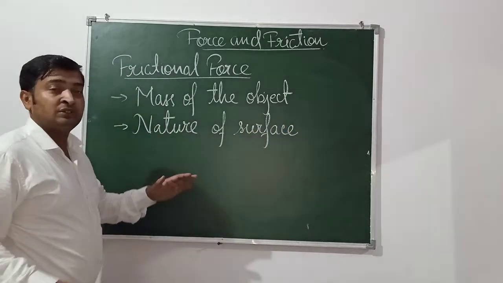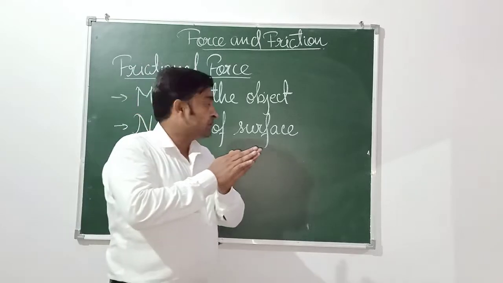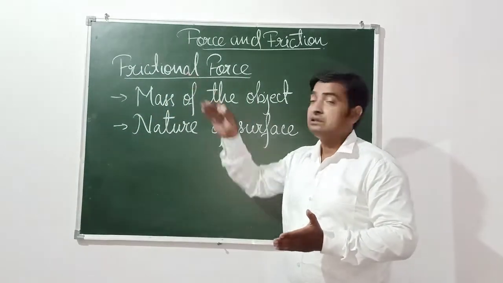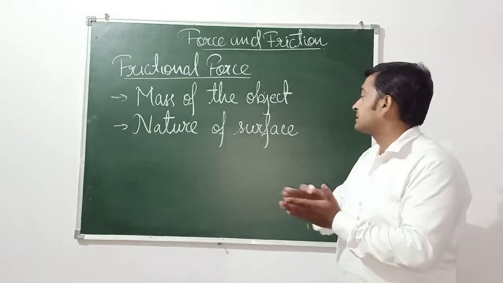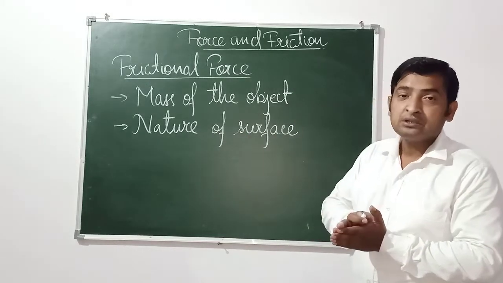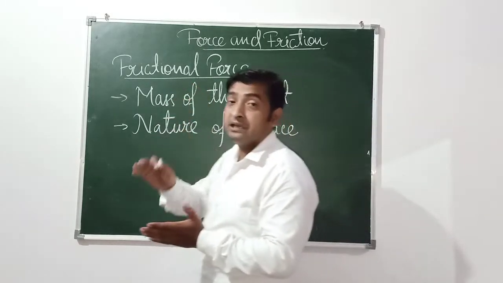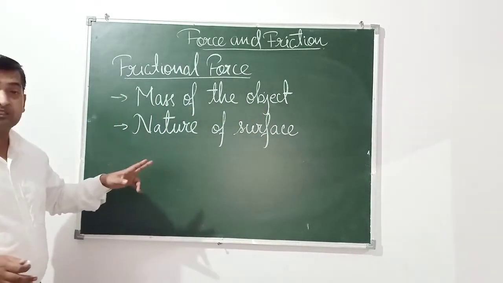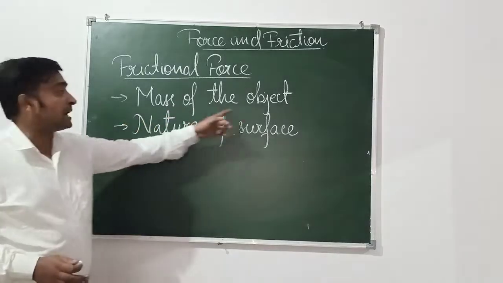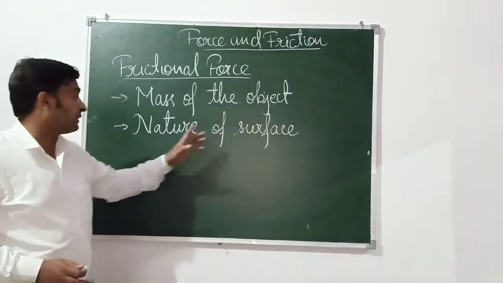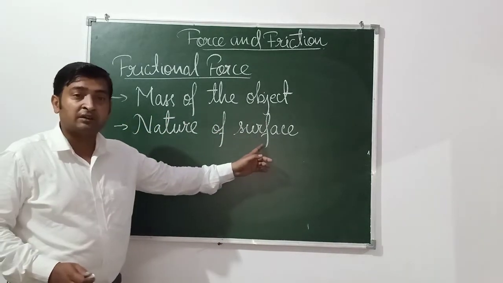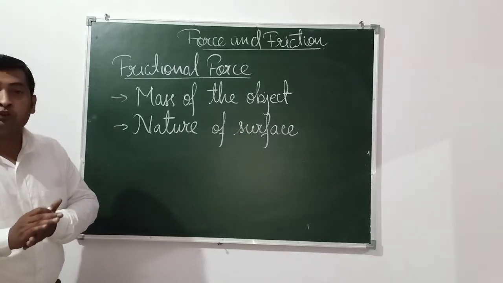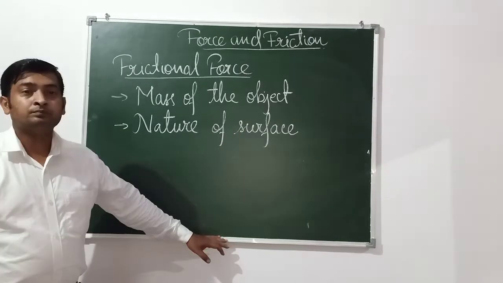If the two surfaces which are in contact with each other are smooth, the friction will be less. If the surface is rough, the frictional force will be more. So these are the two important factors on which the frictional force depends. One is the mass of the object which needs to move, and the other is the nature of the surface, that is whether the surface is smooth or rough.